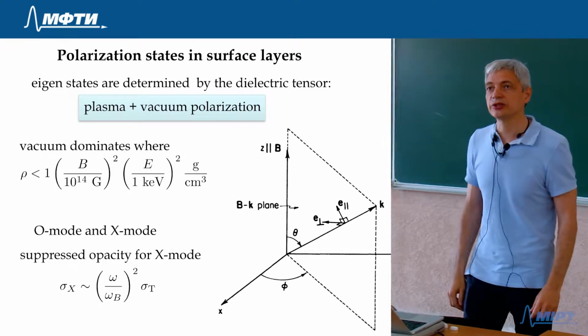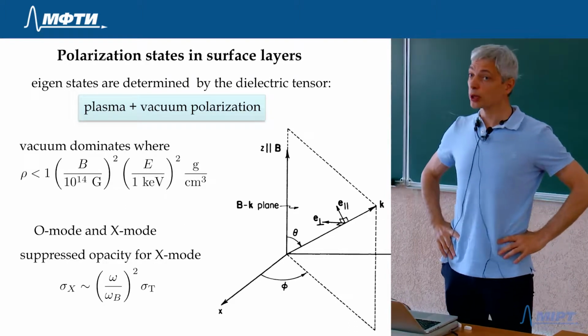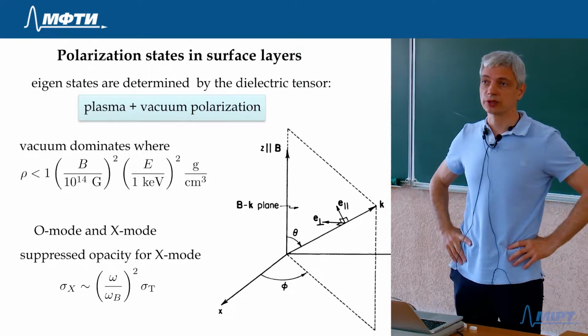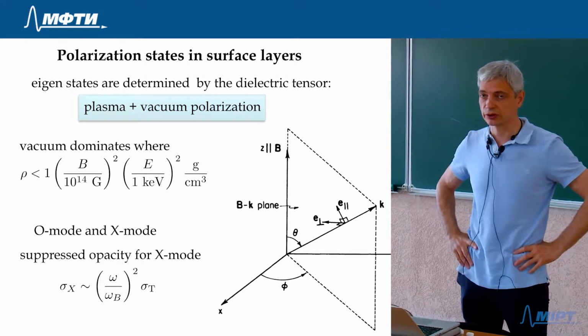Now, why is the distinction between the two modes important? Because they have completely different cross-sections of scattering, vastly different cross-sections in the strong magnetic field.